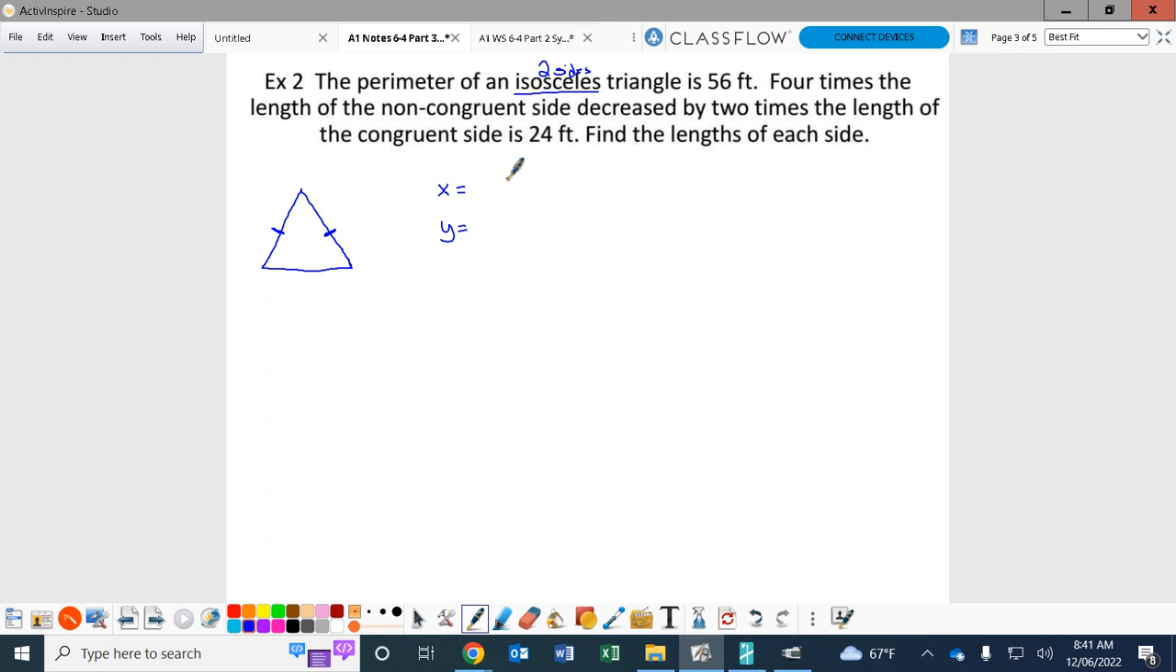You define your variables. I had the length of the non-congruent side first, so I'm going to say x is the non-congruent side. Guys, the one that's not the same as the others means non-congruent, so that's going to be this one down here, so there's an x down here. For the y, I'm going to say the congruent side. So that would be this one and this one. There's 2 of those. That's what congruent means.